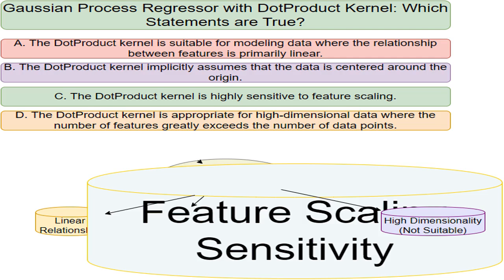I've found that the dot product kernel is very sensitive to the scale of your features. If you change how big or small your numbers are, it heavily affects the outcome. Imagine measuring distances in centimeters versus kilometers. It changes the numbers dramatically, and thus, the outcome.